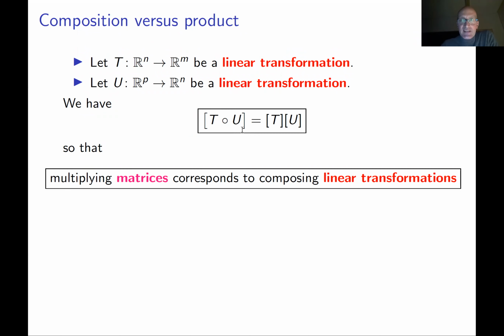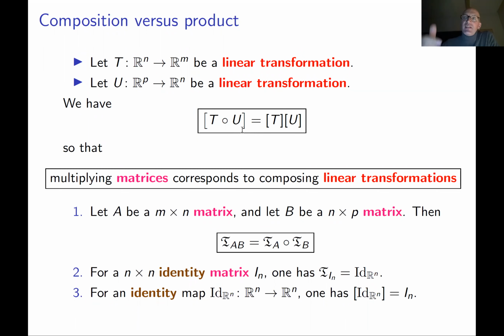And you can translate this at the level of matrices a little bit differently if you look from a different angle. If you take an M times N matrix A and an N times P matrix B, you can multiply them because the number of columns of A is the same as the number of rows of B. So you have, as a result, three matrices: A, B, and A times B. And then you can cook up three linear transformations: TA, TB, and TA times B. And of course, TA times B is a composition of TA and TB. These two formulas are translations of one into another using this main theorem we mentioned a few slides ago.